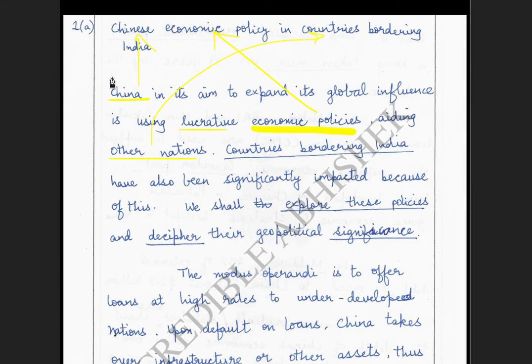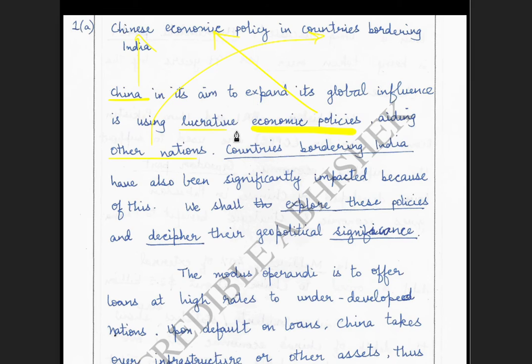So within the first statement, when the examiner reads, he knows that okay, the candidate has understood the question and is answering as per the demand of the question. Within the first sentence itself you have shown the examiner: look, I know what I am writing, I know why I am writing, and I am answering exactly what you have asked.